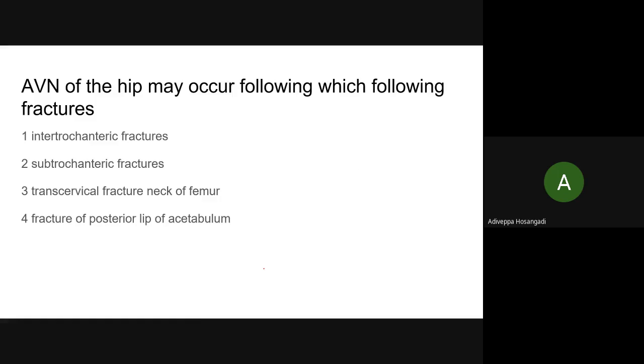Avascular necrosis of the femoral head may occur following which of the fractures? Very easy question, read carefully. Interesting question, very likely to be repeated. Tricky question. Option 3, fracture neck of femur. No doubt about that. Intertrochanteric fracture, even though it is near the neck, doesn't cause it. Subtrochanteric, definitely no. Acetabulum is far away. Only the answer is fracture neck of the femur.